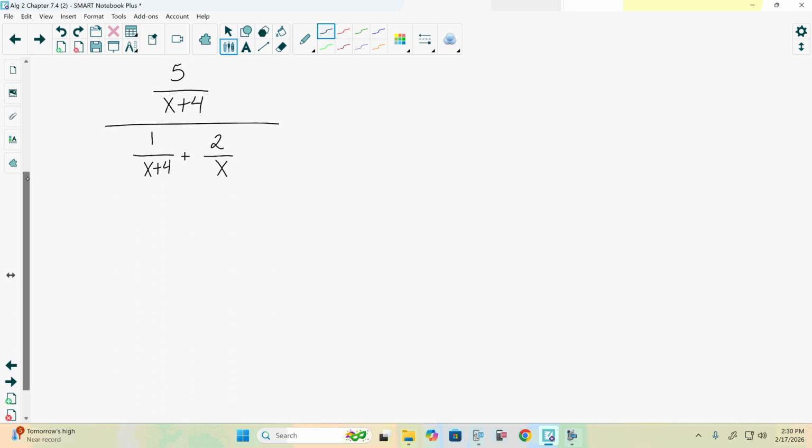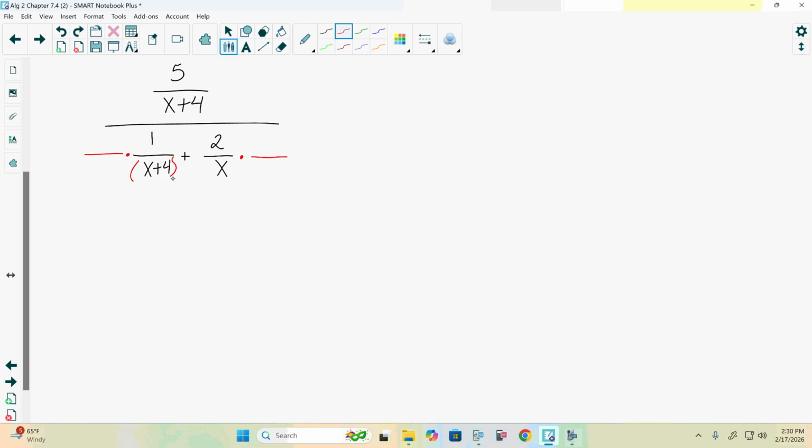But for us to be able to add these two fractions together, we need their denominators to be the same. So we're going to have to multiply 1 over x plus 4 by something on top and bottom, and the 2 over x by something on top and bottom, so that the denominators are the same. And we've gone over several ways to do it, especially last week, on how to add or subtract two fractions.